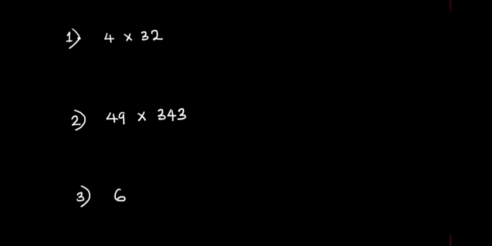Okay. You can now pause the video and write these numbers in exponential form with a prime number as the base. Number 1, we have 4 times 32. Number 2, we have 49 times 343. And number 3, let's have 6 squared times 4 squared.